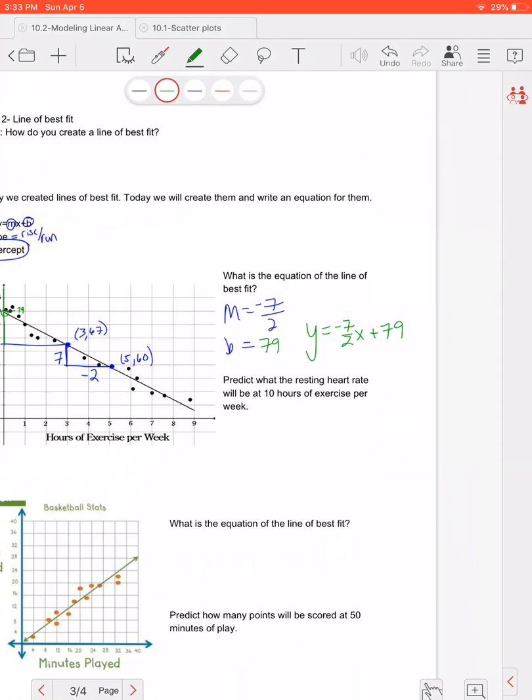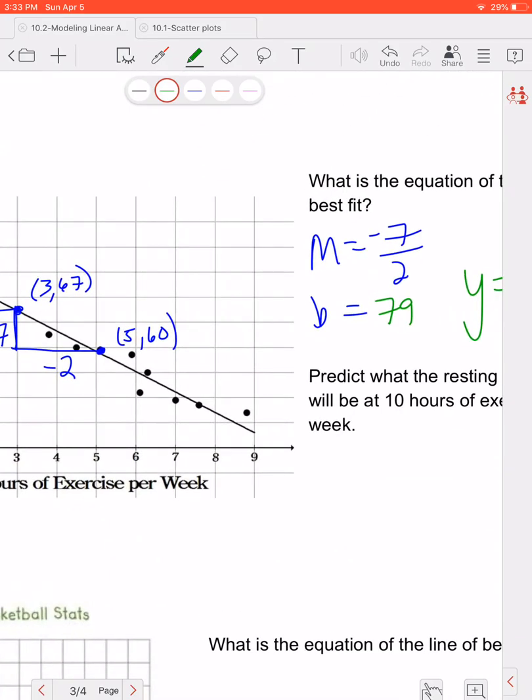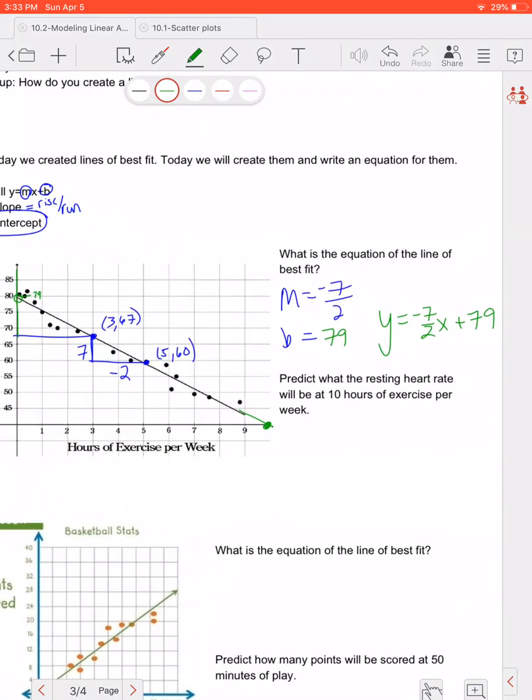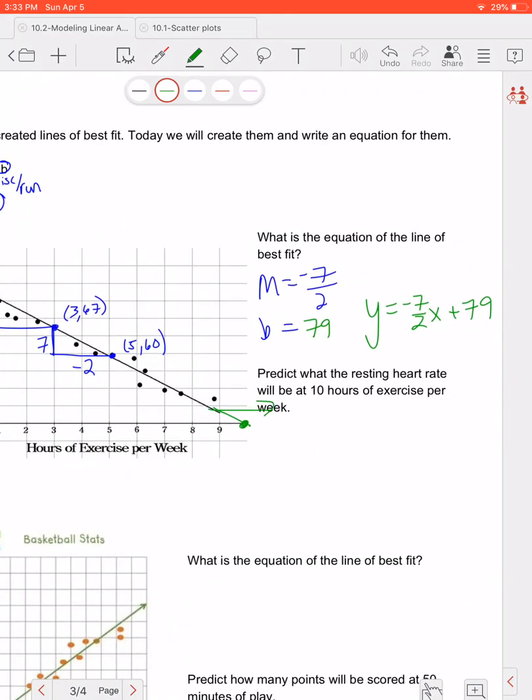Now they want me to predict what the resting heart rate will be at 10 hours. So it should be somewhere down here. If I continue my line of best fit, it should be somewhere here. Which obviously our heart rate can never be 0. Okay, so 10 hours, it might start to flatten out. But that's why it's the line of best fit. It's kind of an approximation.